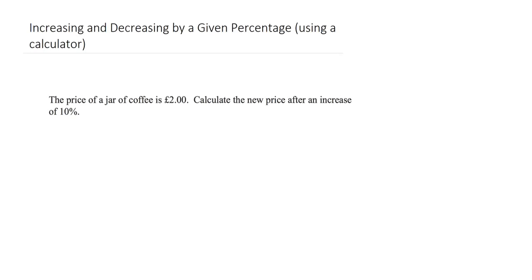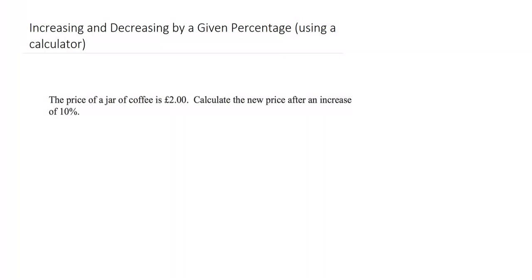In this video, we're going to take a look at how to increase and decrease by a given percentage using a calculator, and we're going to teach you this in the most straightforward way possible. So, our general idea is to work out the particular percentage and then either add it onto the original amount if we're going to be increasing, or take it away from the individual amount if we are decreasing.